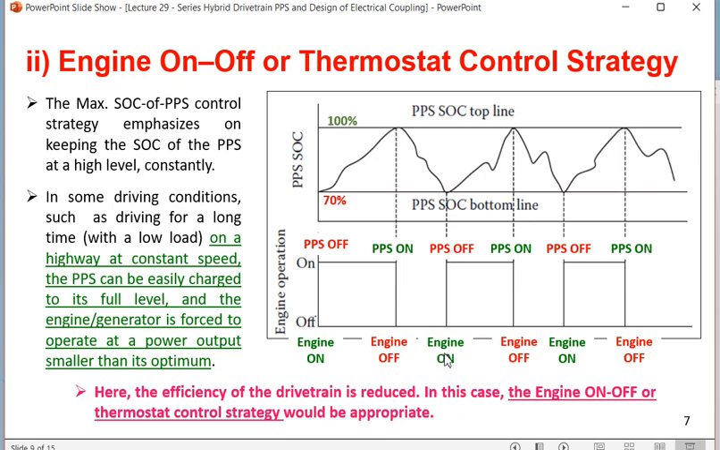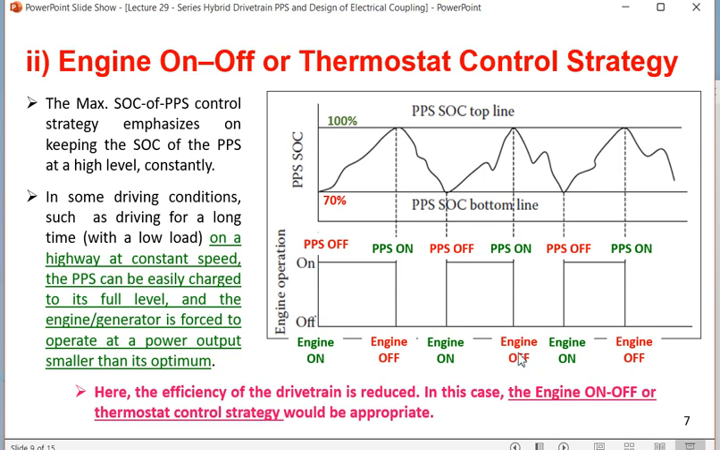Again, as soon as the engine is on, it is going to do two works. First, it supplies the traction power to the vehicle, and then it charges the PPS and increases its SOC. So again you find that in a different path the SOC is getting charged, and as long as the engine is on, after this much time you will find that the PPS is reaching its 100% again. As soon as the PPS is 100%, the thermostat makes the engine off.